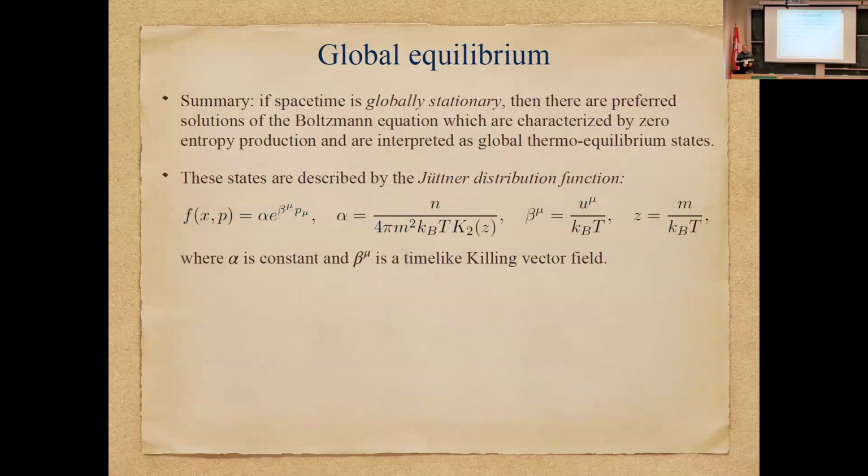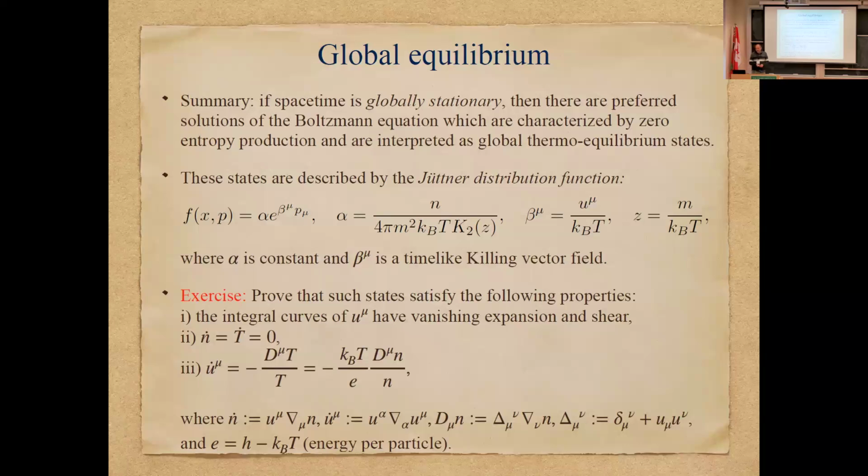Okay, so the summary so far says that if space-time is globally stationary, then there are preferred solutions of the Boltzmann equation, which are characterized by zero entropy production and are interpreted as global thermal equilibrium states. These states are described by the Jüttner distribution function, which I wrote again here with explicit expressions for alpha in terms of the particle density and the inverse temperature, and beta^mu is u^mu over kBT.